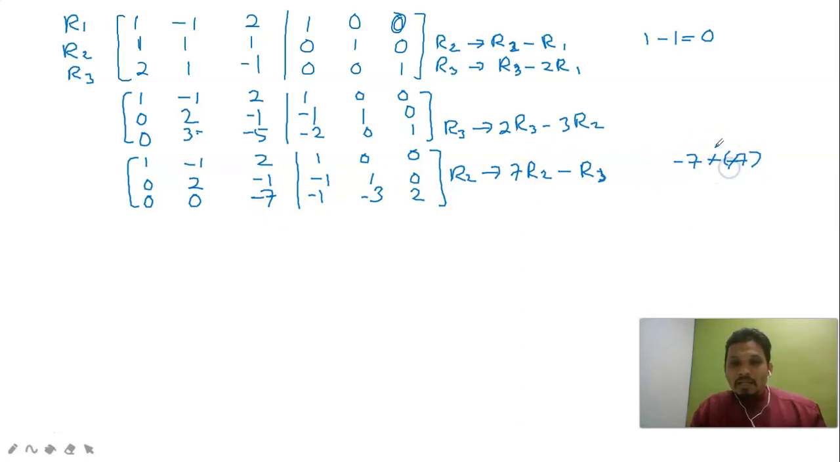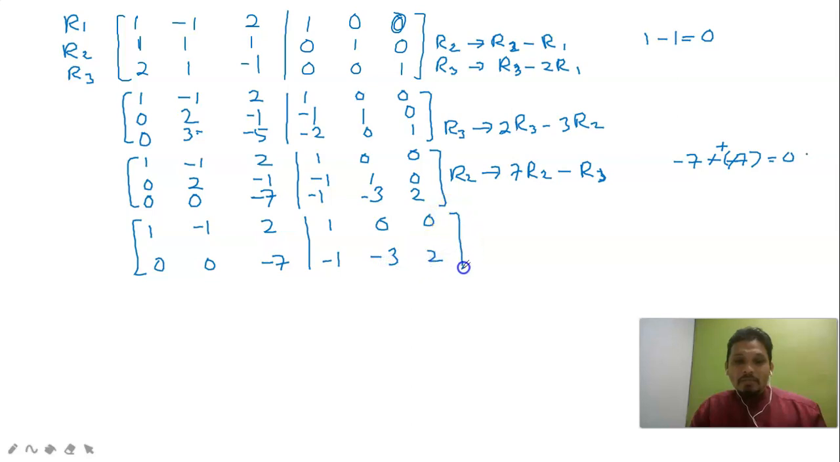So negative times negative becomes positive. So negative 7 plus 7 is 0. Okay, so then 1, negative 1, 2, then 1, 0, 0, 0, 0, negative 7, negative 1, negative 3, and 2. Now between the elements in row 2 and row 3, we get 0 with 0, 0. Okay, these are 0 just now.